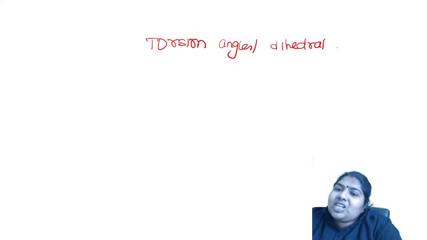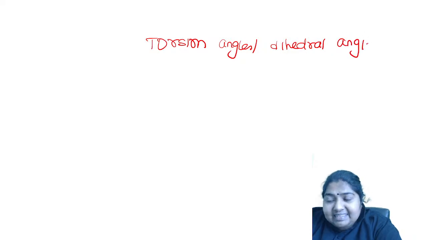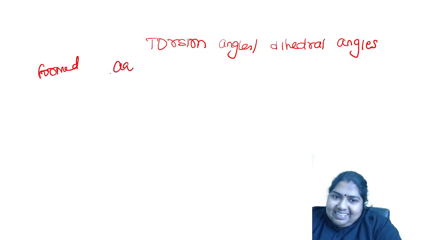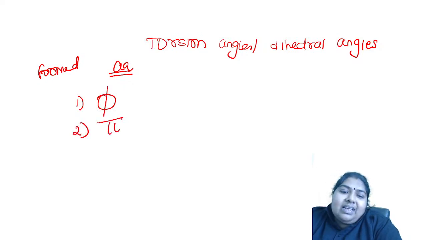These torsion and dihedral angles are formed between your amino acids. These are going to be the different angles. Number 1 is called the phi bond. Number 2 is called your psi bond.